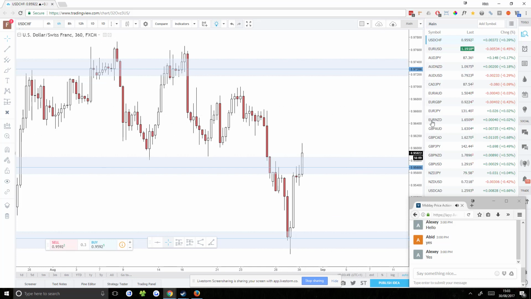Did anyone get into these ones? Well, I know some of you did. I'm not sure if anyone in here did. You did, Tom? Nice. Small lot size. Fair enough. Did you base it on USD CHF or on Euro USD?